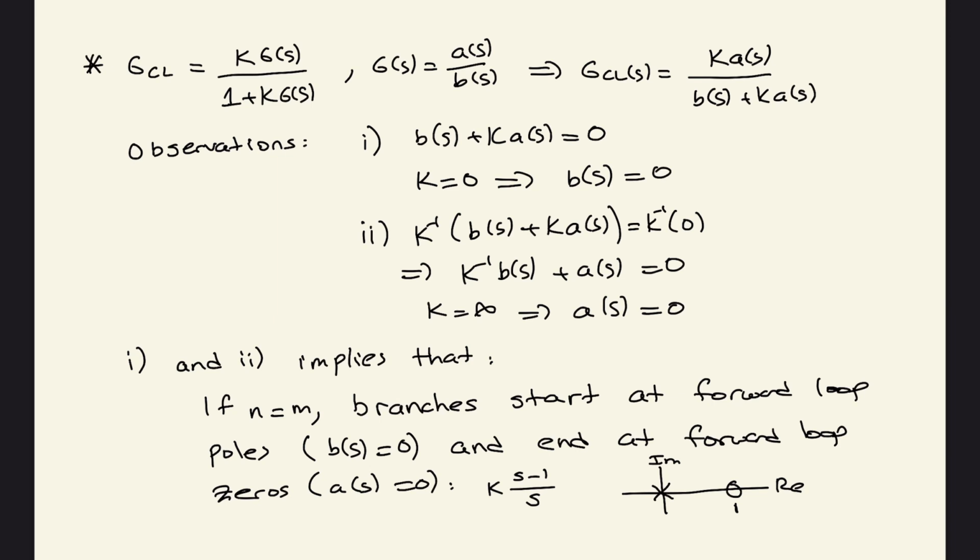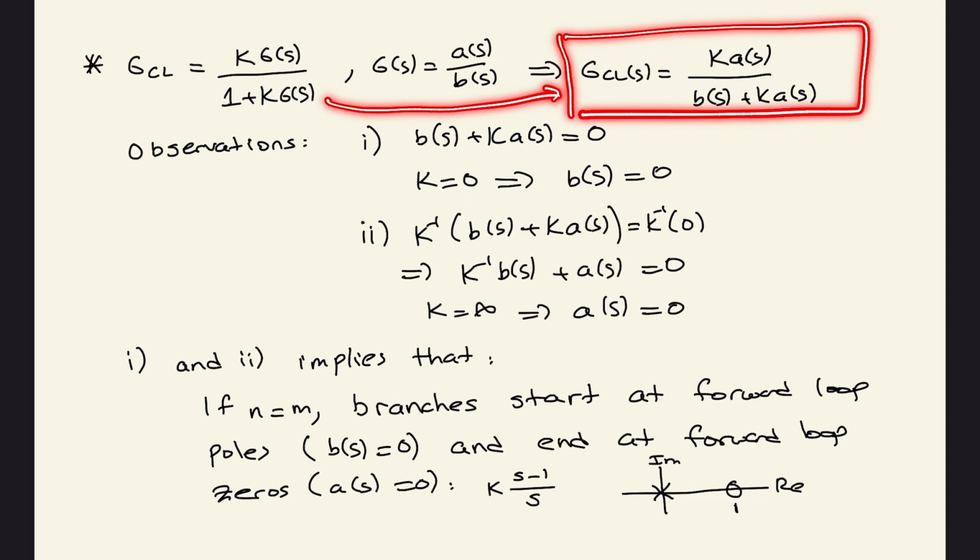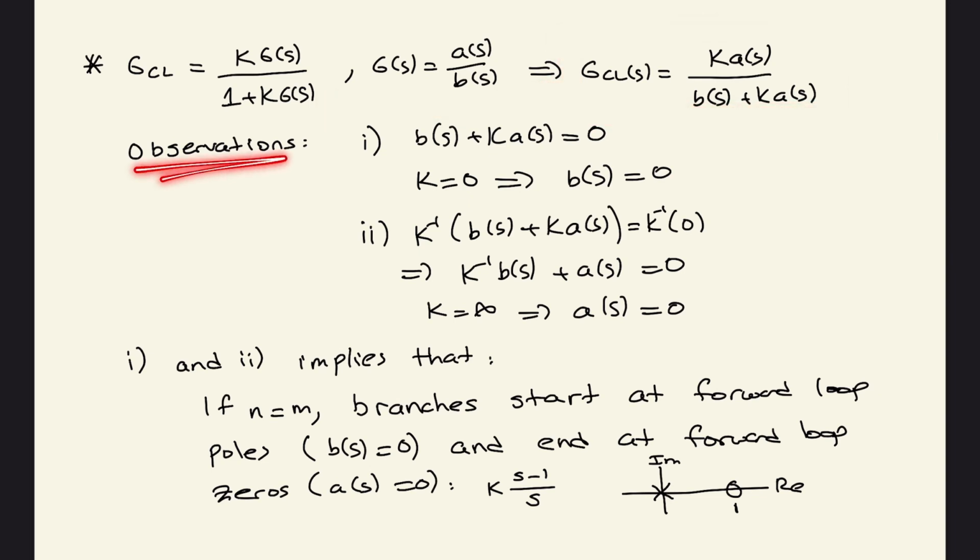Moving to another rule. To understand this rule, let's remember the closed-loop system for unity feedback configuration. And once again say that this G has this numerator, this denominator. Plug this G inside here, you are going to arrive at this equation. Well, we now have some observations.